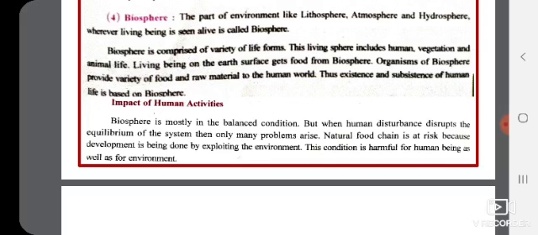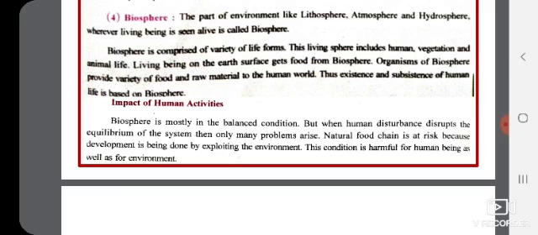Biosphere is comprised of a variety of life forms. Everything is there in this biosphere. The living sphere includes human, vegetation and animal life, whether it may be humans, plants, trees, farming, or animal life, everything. So it is comprised of all these varieties of life forms. Whichever living being there is, biosphere is related to it. Living beings on the earth's surface get food from the biosphere, and yes, we get food from this biosphere only.